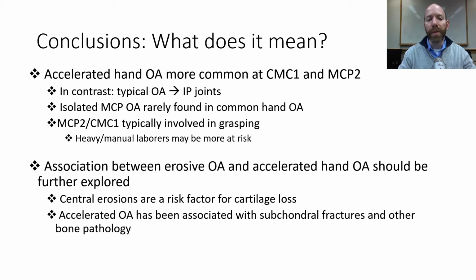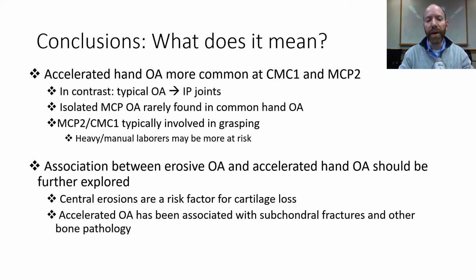In conclusion, we observed that accelerated hand osteoarthritis was more common at the first carpal metacarpal joint and the second metacarpal phalangeal joint. This is in contrast to what we would observe in typical hand OA, where it's the interphalangeal joints that are commonly affected. Furthermore, it's very rare for us to see in hand OA that we have an isolated metacarpal phalangeal joint OA. Finally, it's an interesting note that the second metacarpal phalangeal joint and the first carpal metacarpal joint are typically involved in grasping.